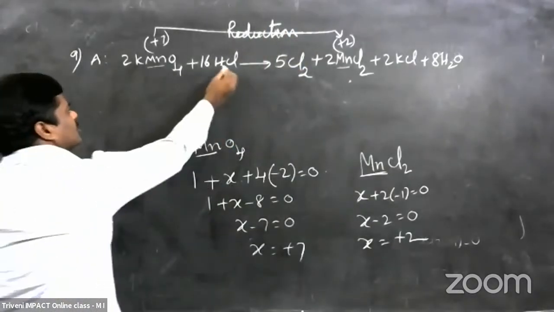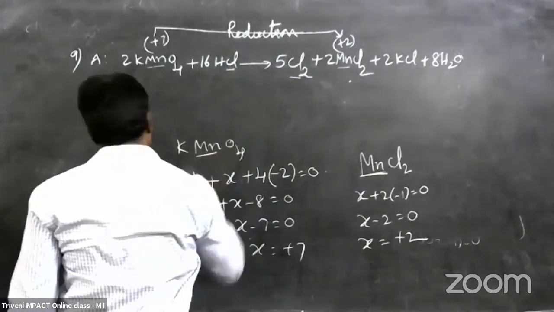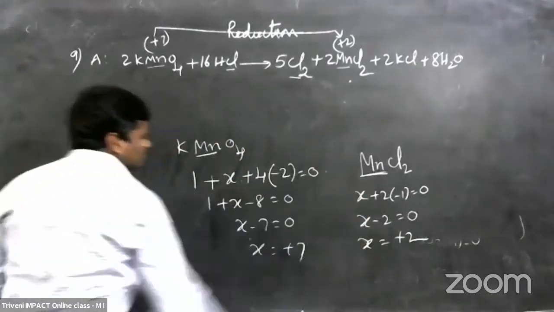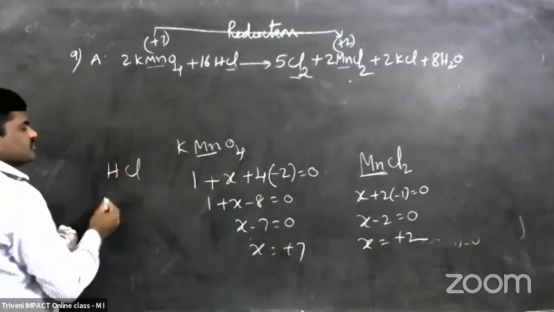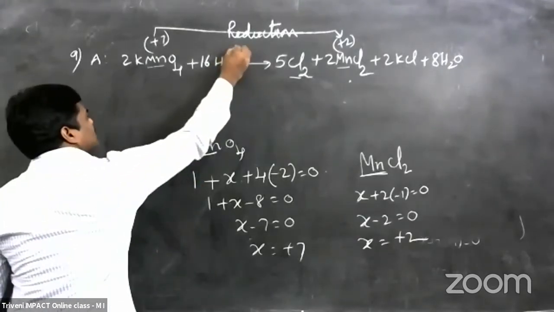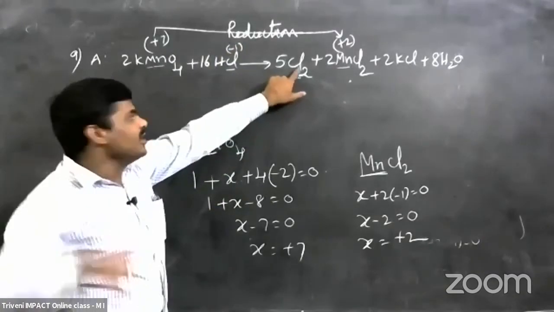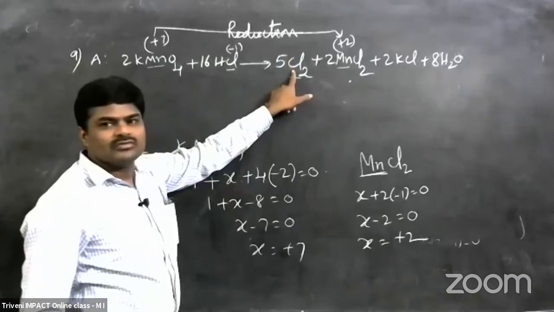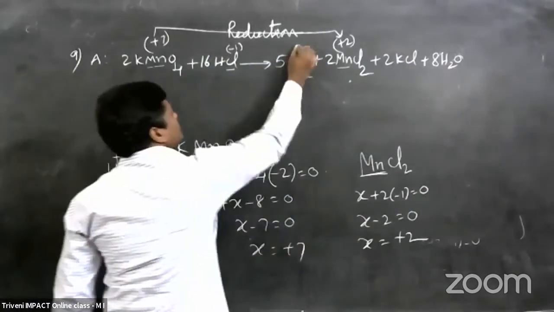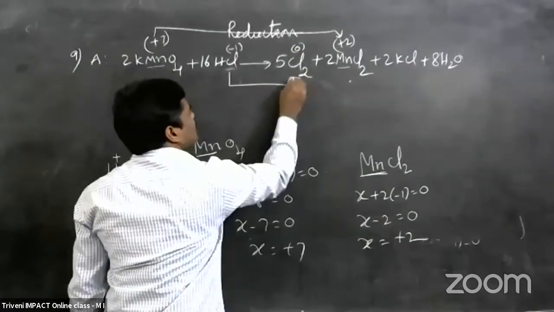And coming to Cl, we have to calculate the oxidation number of Cl in both sides. In HCl, what is the oxidation number of Cl? All of you note down this also. In HCl, H is +1 and Cl is -1. So the oxidation number of Cl is -1 here. The oxidation number of Cl in Cl2 is 0, because it is in elementary form. Only chlorine is there, it does not combine with any other atom. So its oxidation state is 0. So here oxidation number goes from -1 to 0.